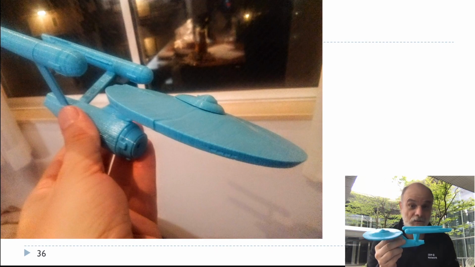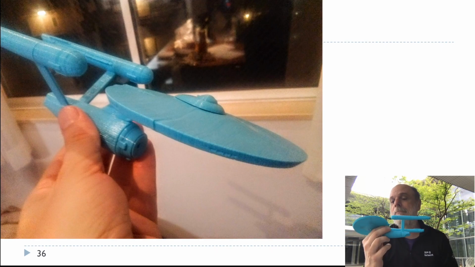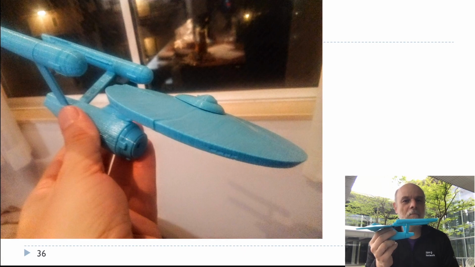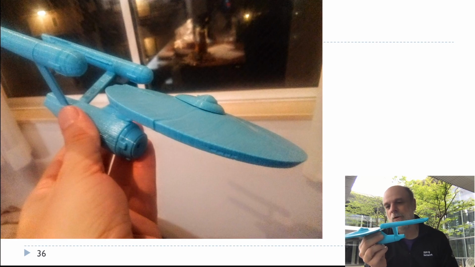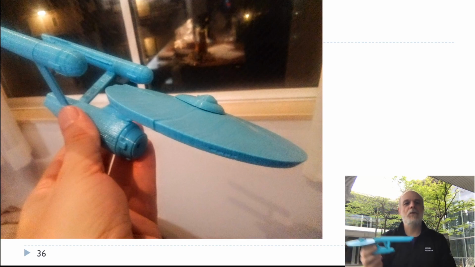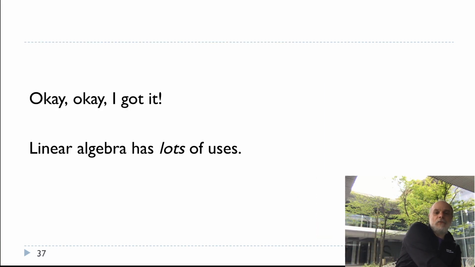I did not design it. The design I found on the web. But it did not fit on my printer when I got the design files. It was designed for a larger printer. So I had to shrink it down and scale it down. How did I do that? Linear algebra. Okay, I got it. So linear algebra has lots and lots of uses.